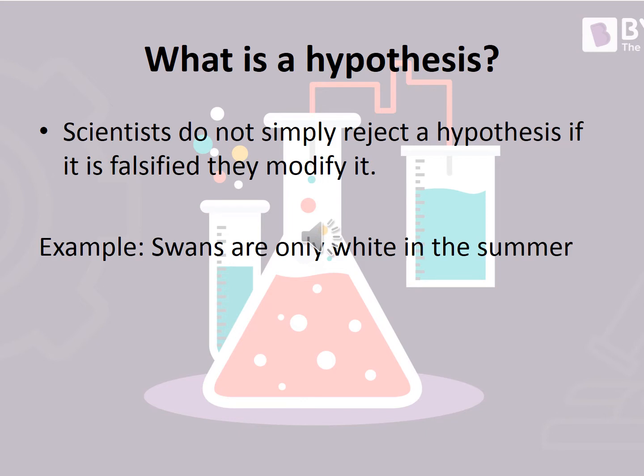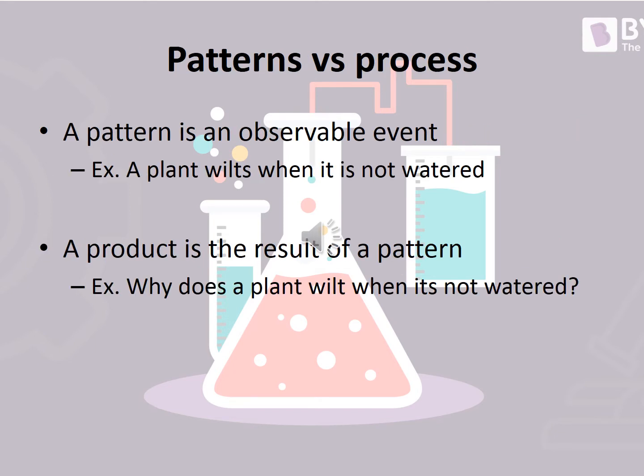Our assumption now is, what if it's the season? So we can make the statement, swans are only white in the summer. What you will find if you dig further is swans could be other colors based off where they live or what season it is. When we talk pattern versus process, we see that patterns are observable events.